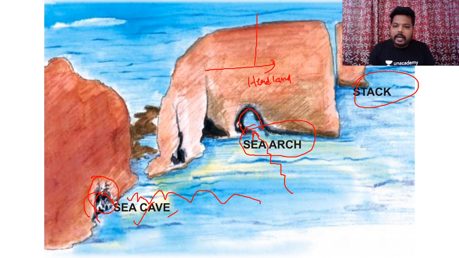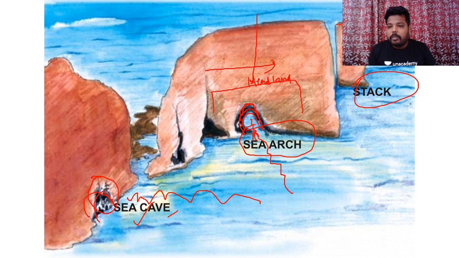And from the back region also, whenever the waves come, another sea cave would develop over there. Because of the continuous movement of water, these two sea caves tend to merge, and hence a passage-like structure is created. It appears like an arc-like structure, hence we generally call it a sea arch or marine arch.